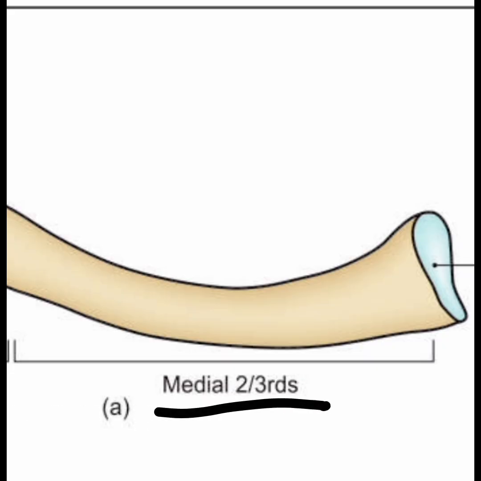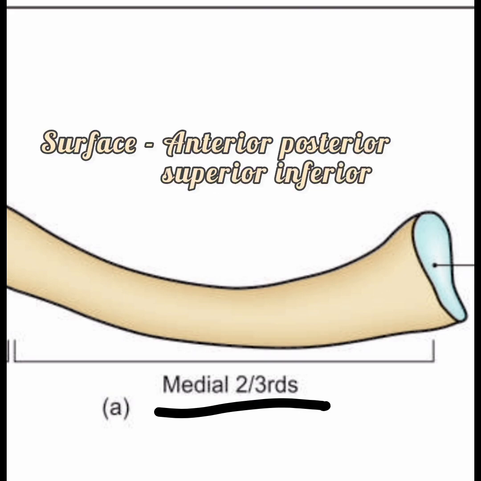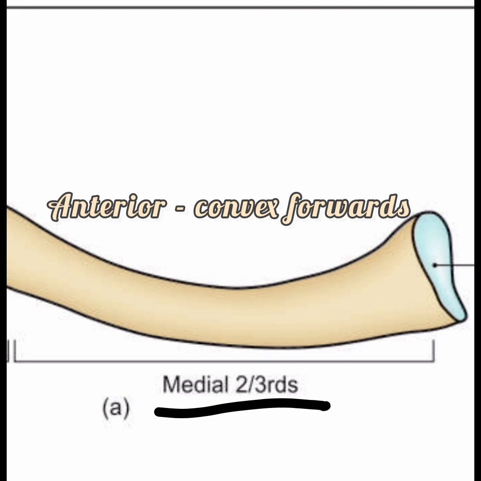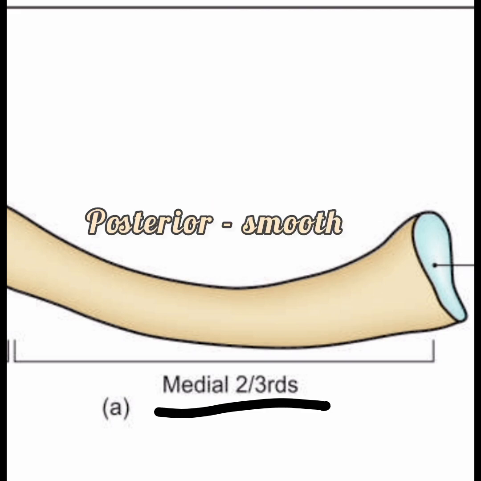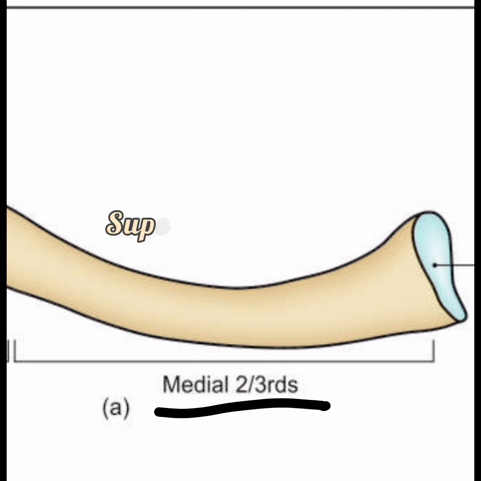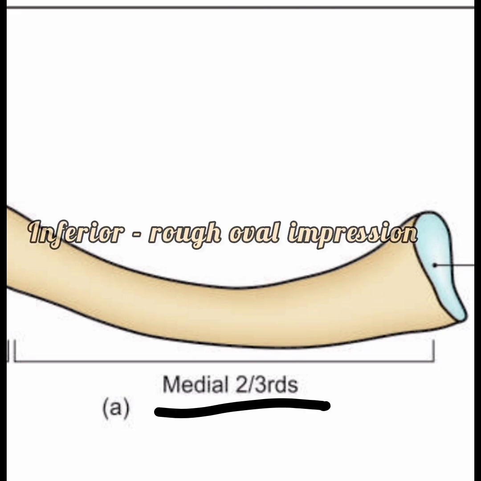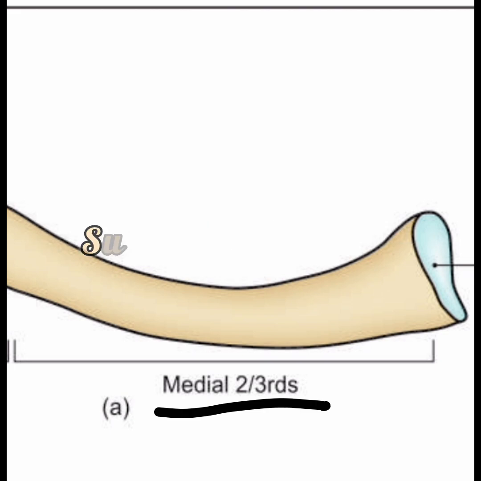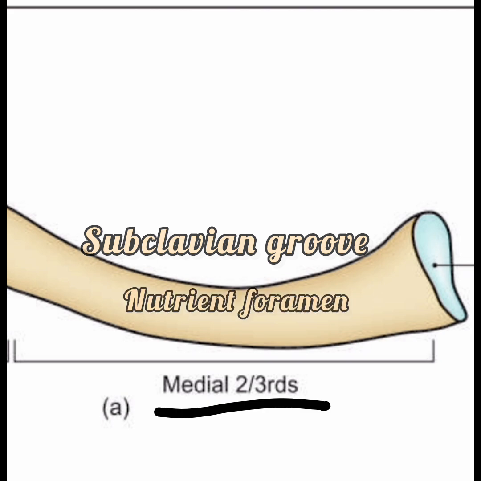The medial 2/3 is rounded and is said to have four surfaces: anterior surface, posterior surface, superior surface, and inferior surface. The anterior surface is convex forwards, the posterior surface is smooth, and the superior surface is rough in its medial part. The inferior surface has a rough oval impression at the medial end. The lateral half of this surface has the longitudinal subclavian groove. The nutrient foramen lies at the lateral end of the groove.